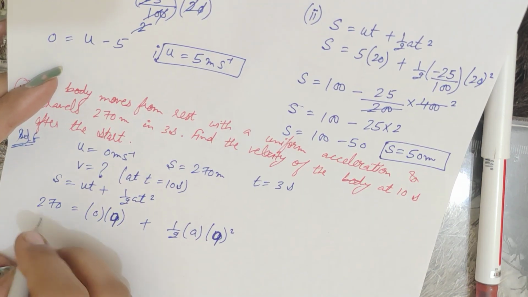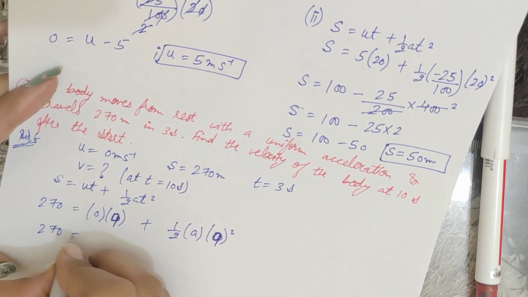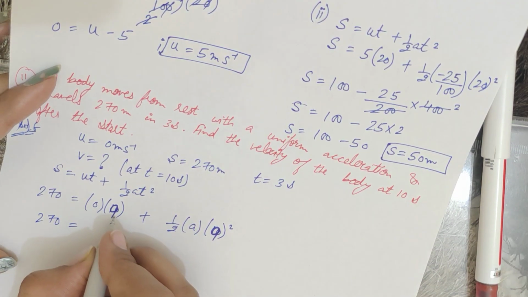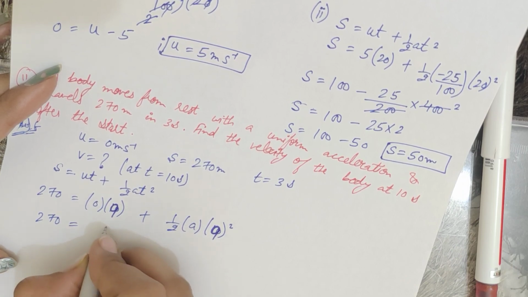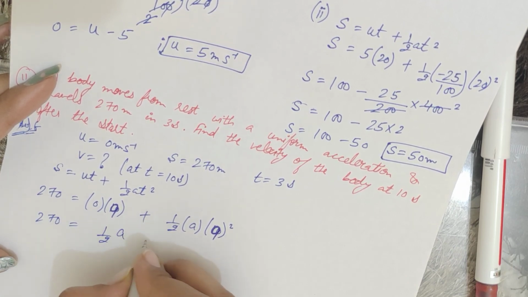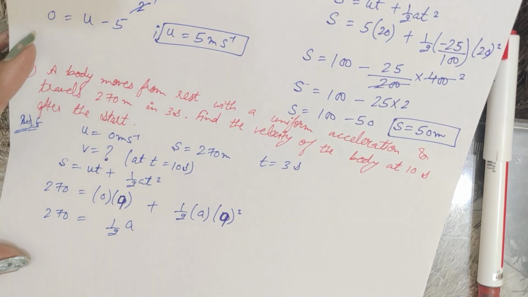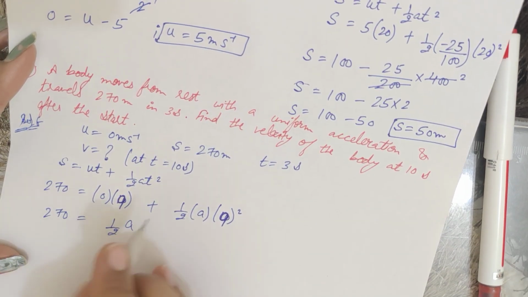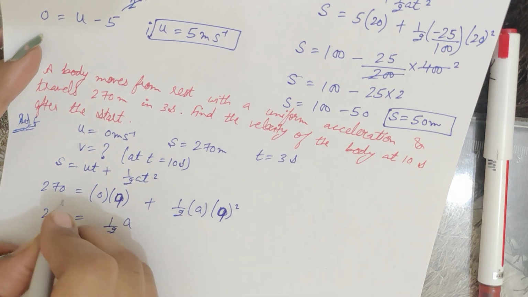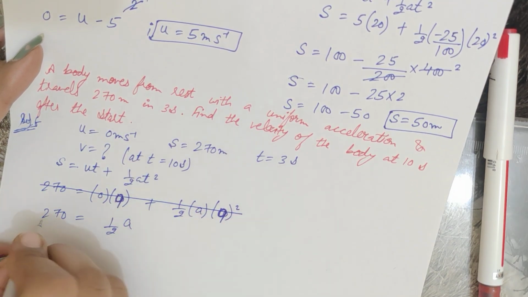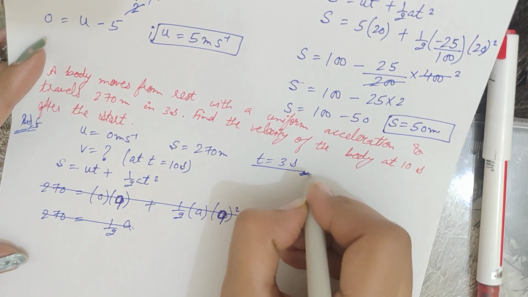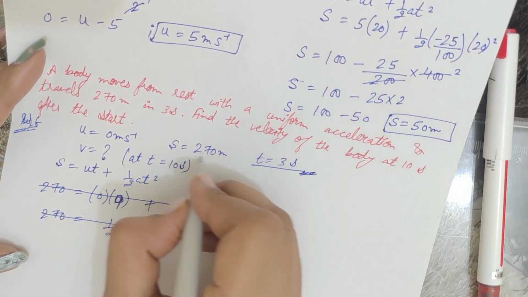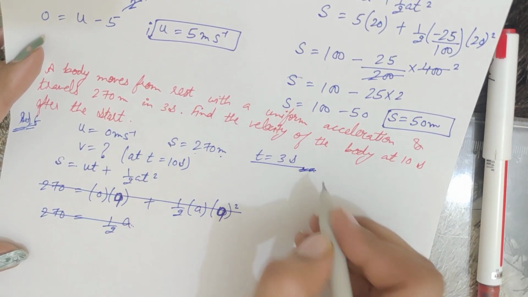Got it? Next is 270 is equal to, this will become 0 here, 1 by 2 into a. One thing here, no need to do like this. Why? Because time t equal to 3 seconds is also already given. So we will use the 3 second time here for 270 meters. Okay, so we will use this one time.